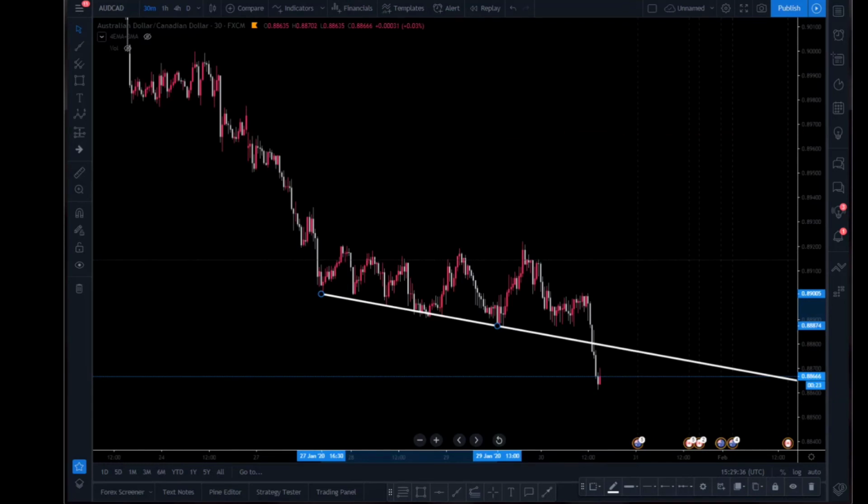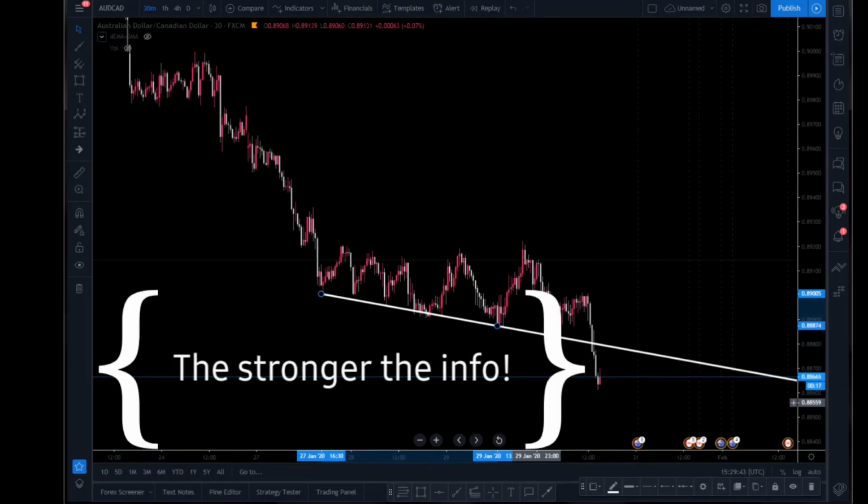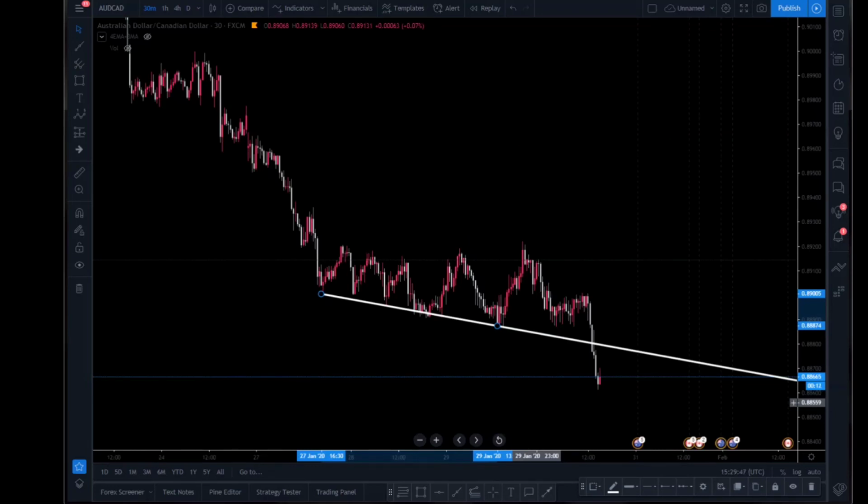Now, pro tip for trend lines. The higher the time frame you're on, the stronger the information's going to be, okay? The stronger the structure is going to be on it. So I do my analysis starting from the day and working my way down.